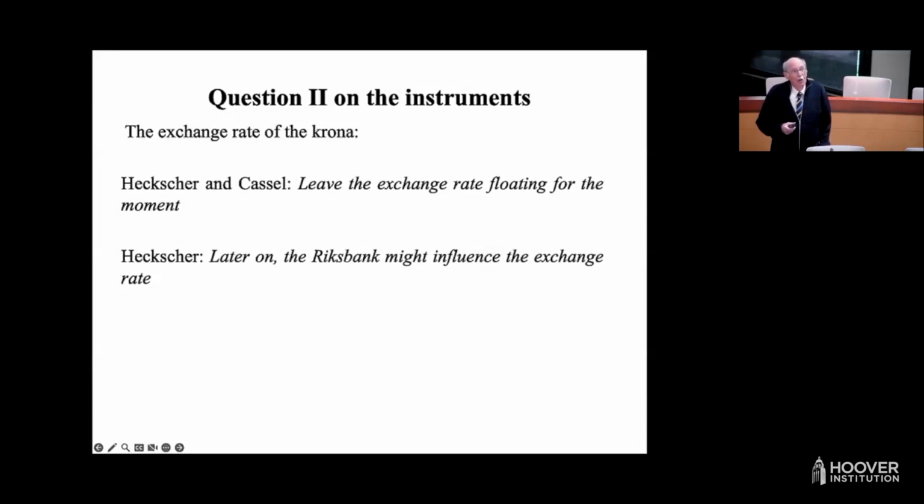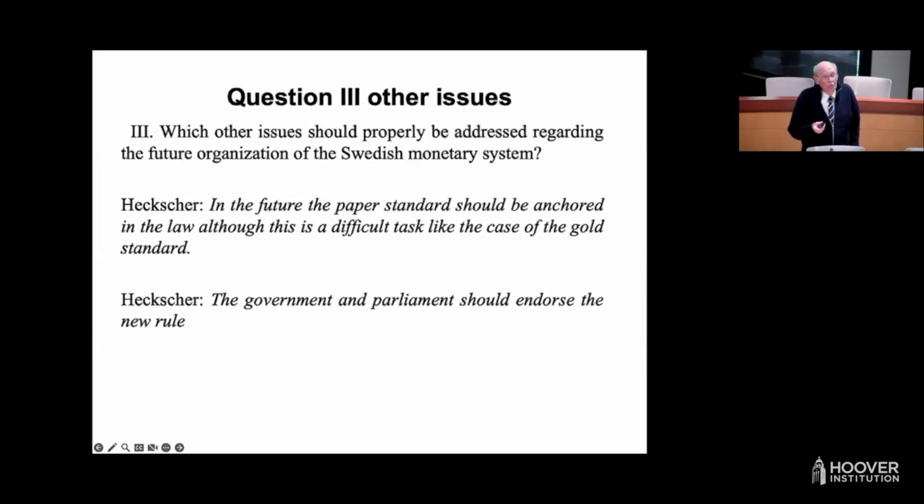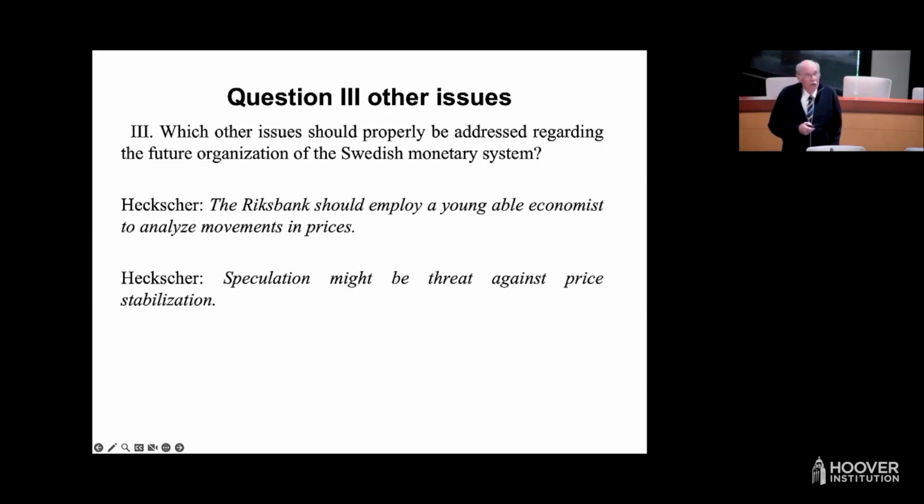And about the exchange rate of the krona, Heckscher and Cassel said, leave the exchange rate floating for the moment. Don't try to control it. Later on, the Riksbank might carry out the policy to influence exchange rates. And then other issues raised under question 3 was that Heckscher stated that in the future, the paper standard should be anchored in the law, like the gold standard was anchored in law. It was a difficult task because it was difficult to find the anchors to write into the law. And then Heckscher also said that the government and parliament should endorse the new rule. And about other issues, Heckscher said the Riksbank should employ a young, able economist to analyze movement in prices.